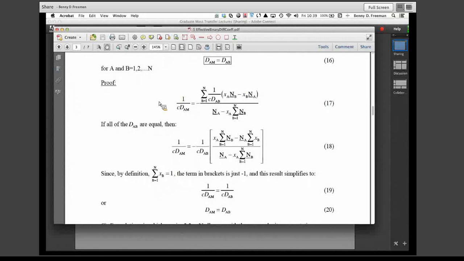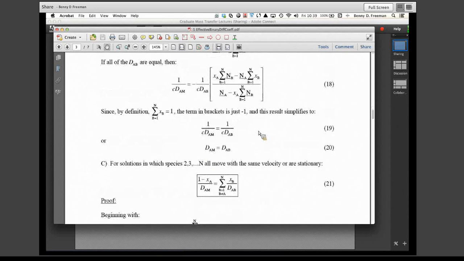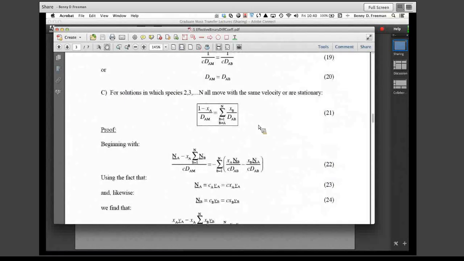And so the proof of this relationship proceeds very similarly to the one we just did, and if you let all of the diffusion coefficients DAB equal 0, they come out of the sum, and if you evaluate this term in brackets, it's just unity or -1, and so the results simplify as indicated.